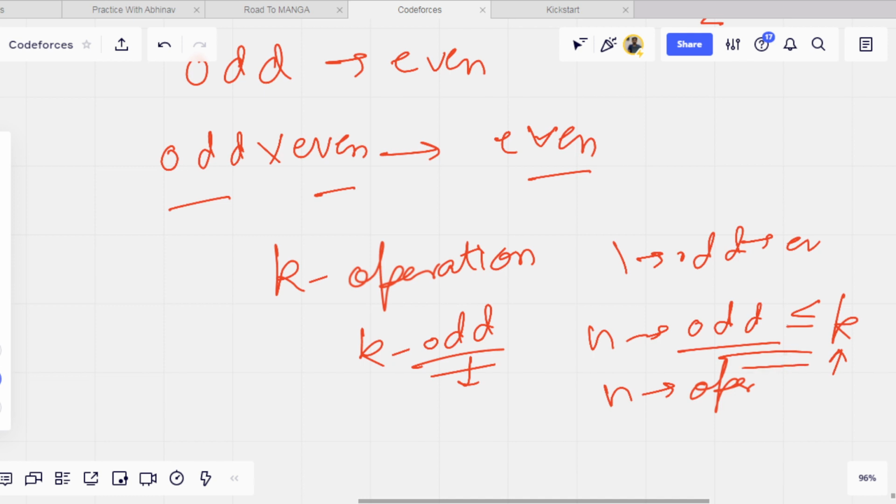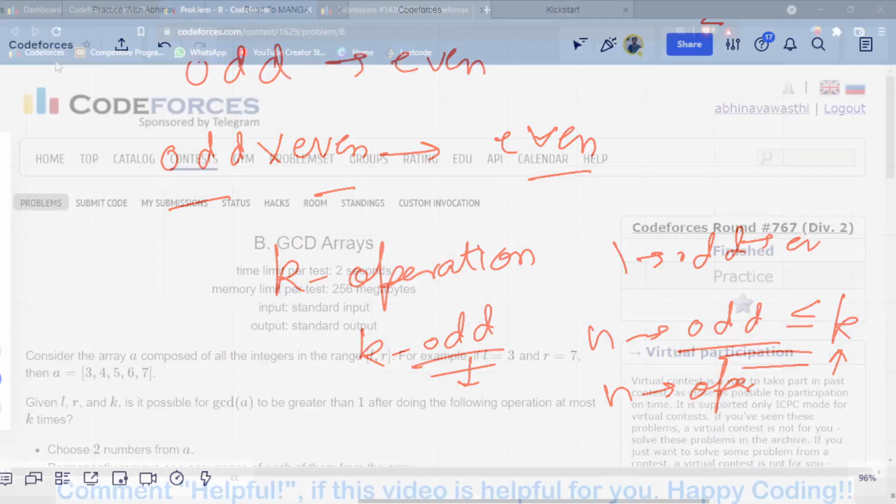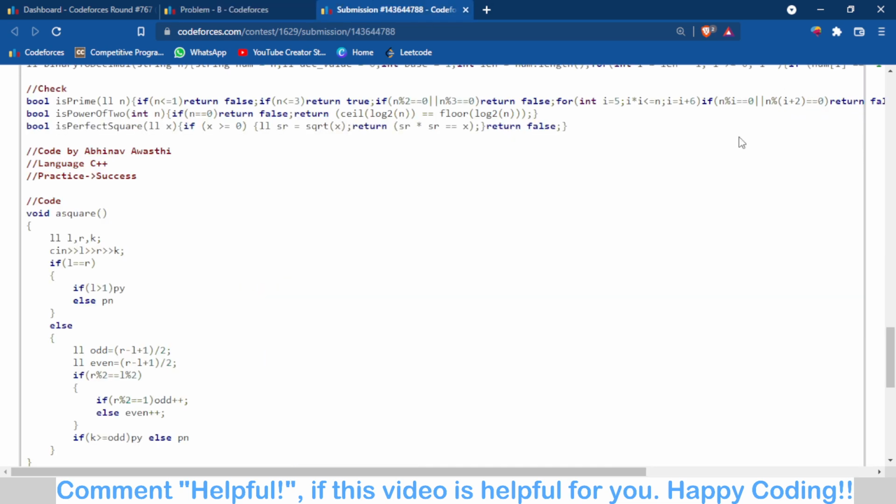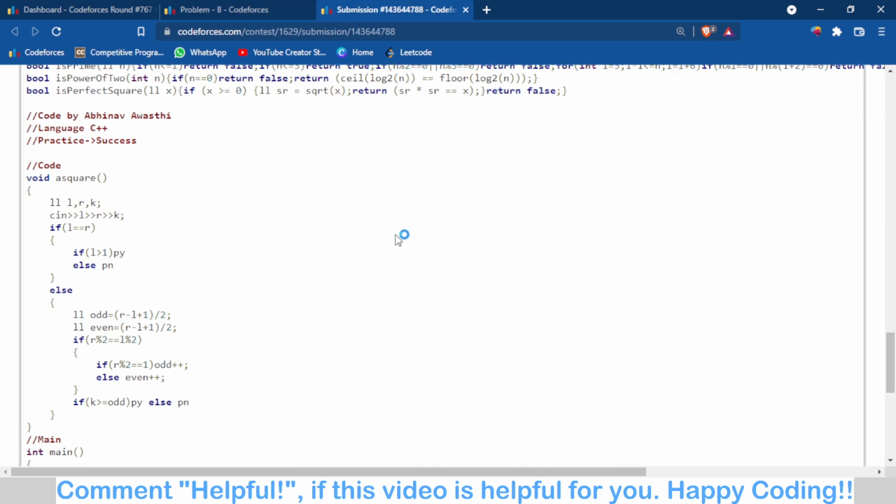Let's move to the code part to understand this more clearly. This is my code. Here I have written that if L is equal to R, then if L is 1, the answer is no, otherwise it is yes. Because if L and R are equal, then there is only one element in the array, so its GCD will be the same element, and if that element is greater than one, then its GCD is also greater than one. So it is yes.